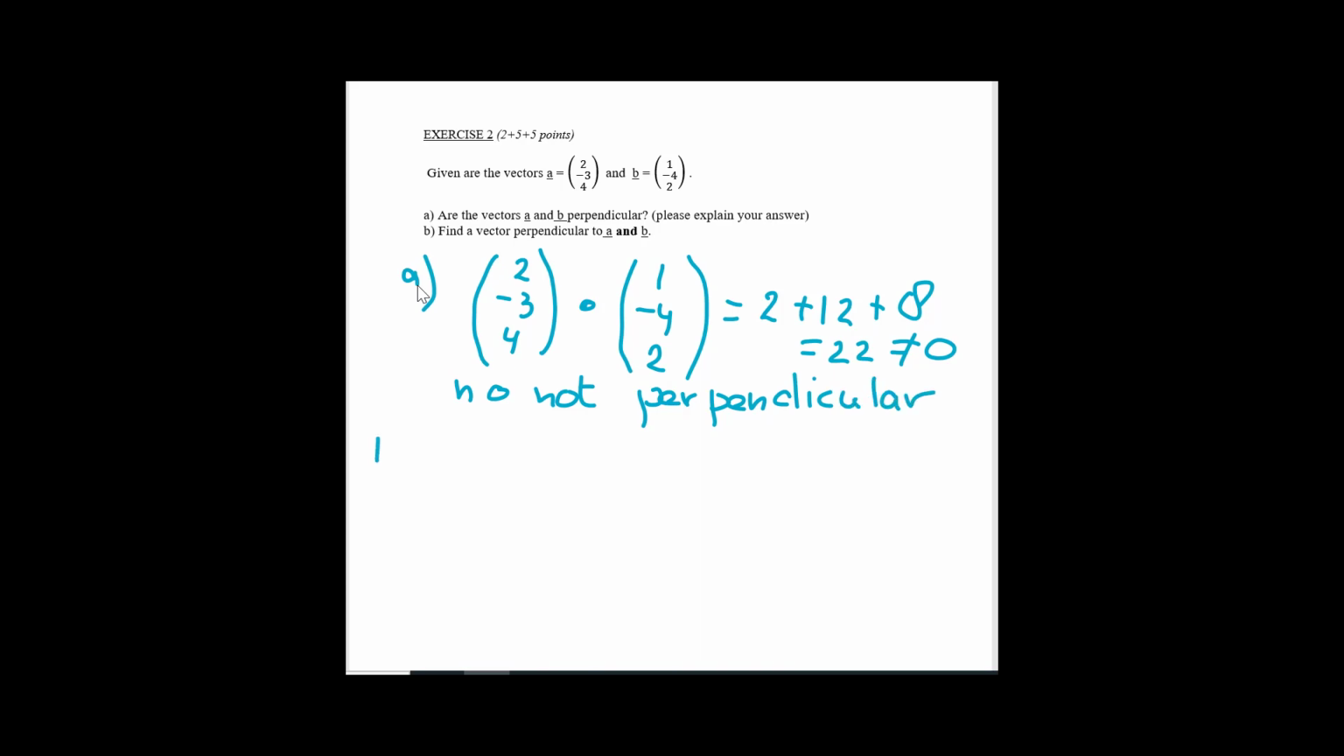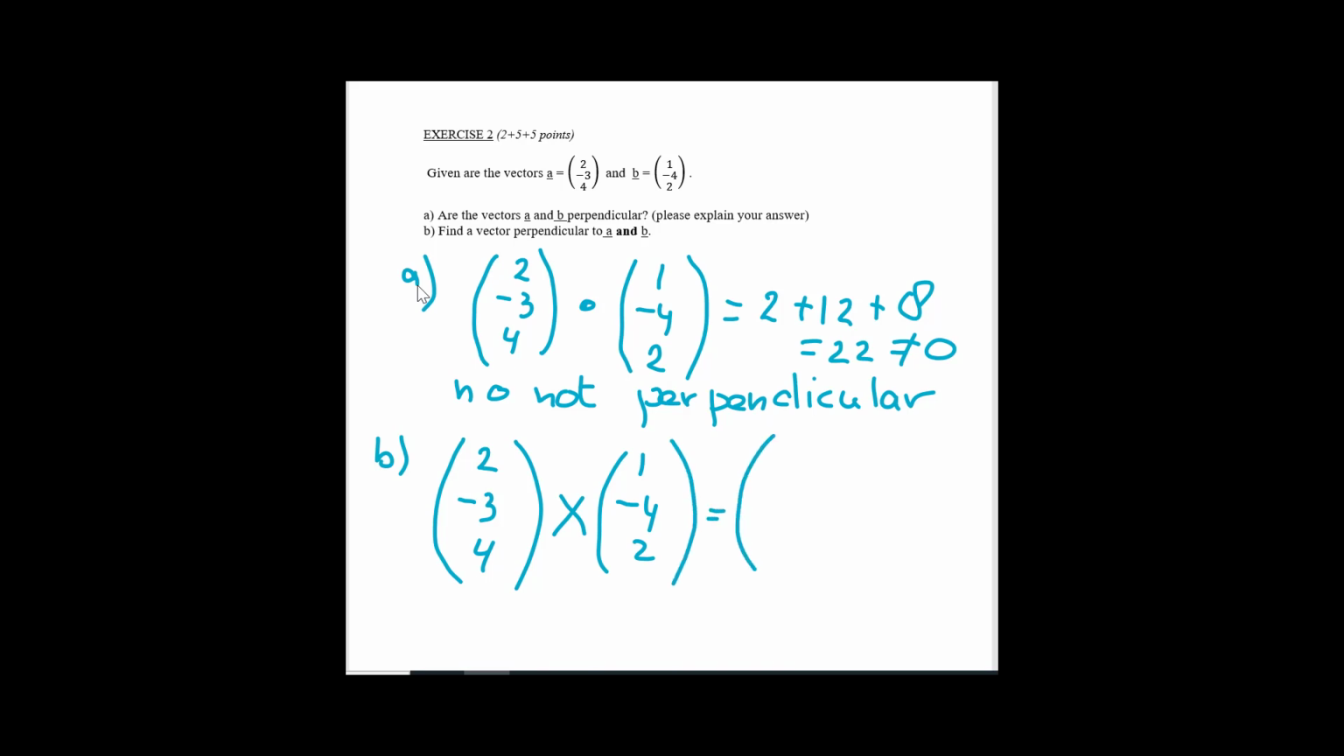And for the second part, question B, find a vector perpendicular to A and B. Hopefully you remember you need to do the cross product. So (2, -3, 4) cross (1, -4, 2). The first part would be the determinant, so the cross of the second and the third row. That would be -6 minus -16, so that would be plus 16. So in total that would give us 10.